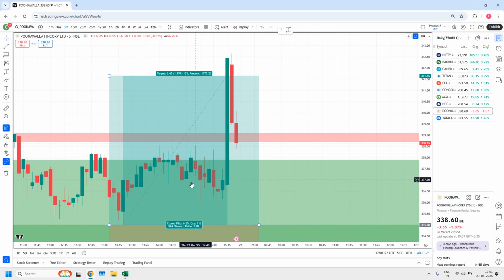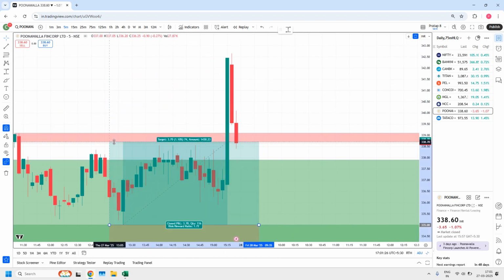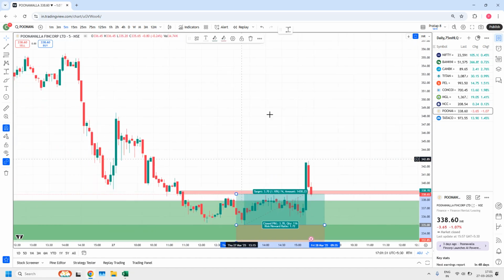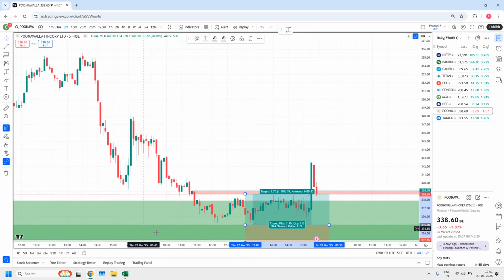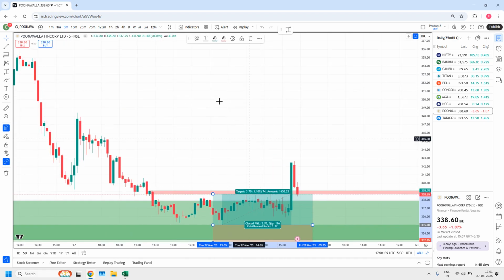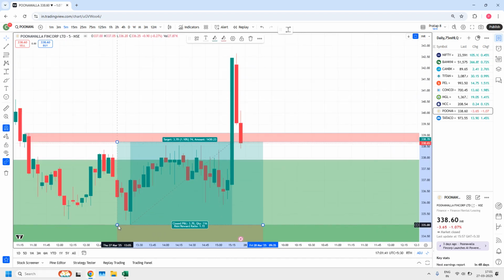And if this is the target, I will not be getting 1:3 RR. How much do I get? I get only 1:7 RR. Okay, if I want to go for a trade, what do I have to do? I have to fine tune this zone entry. I have to fine tune the entry to get 1:3 RR. So let me adjust.